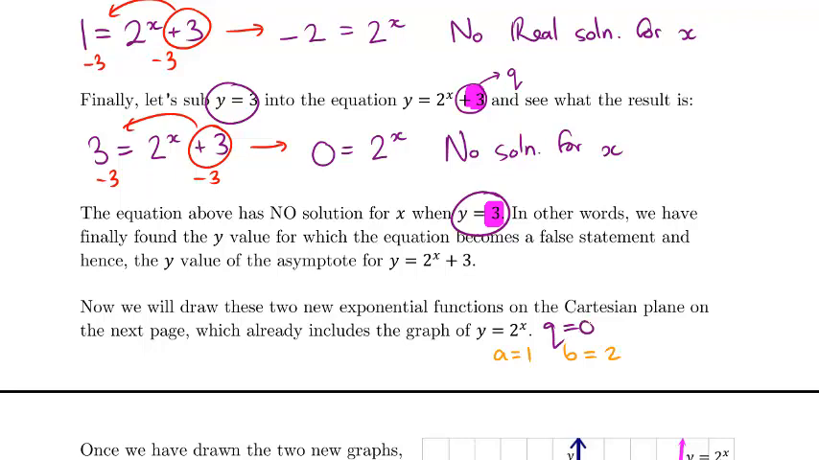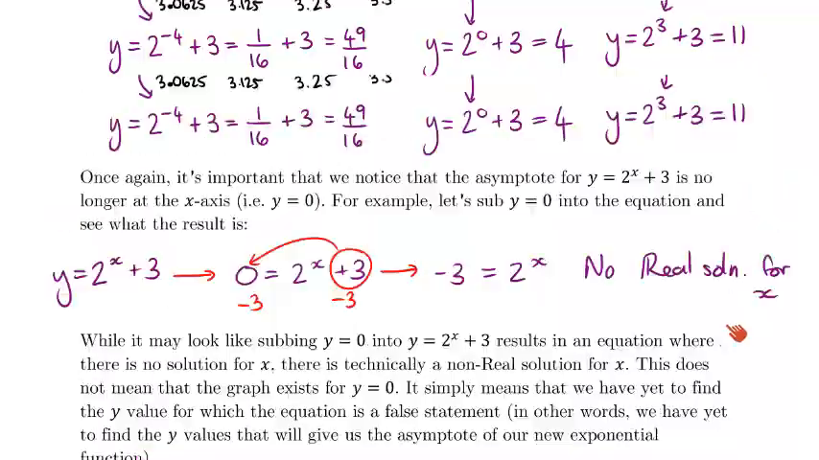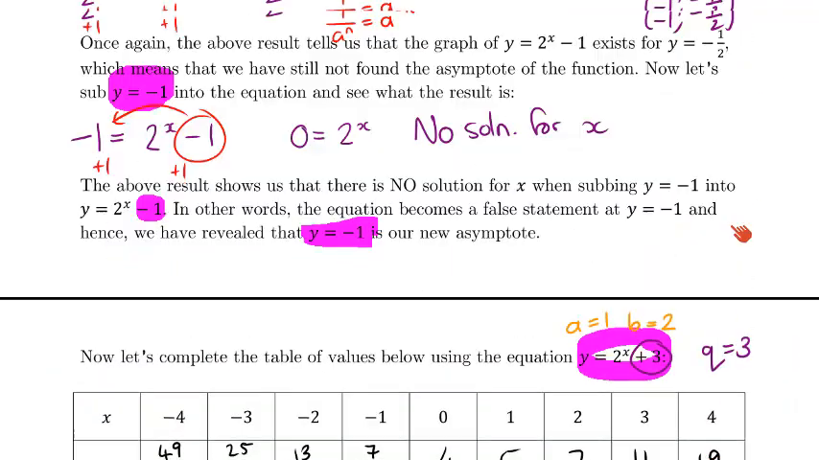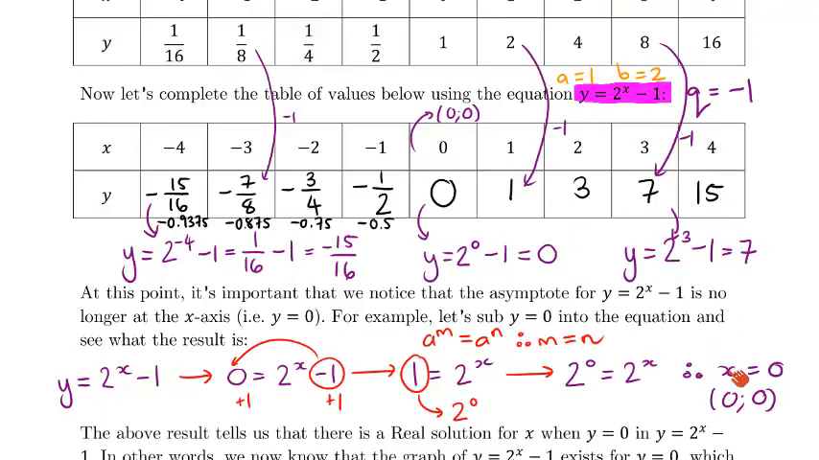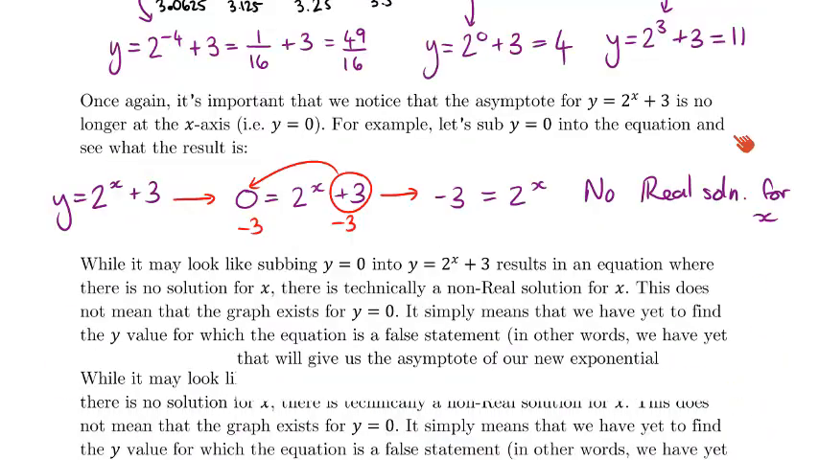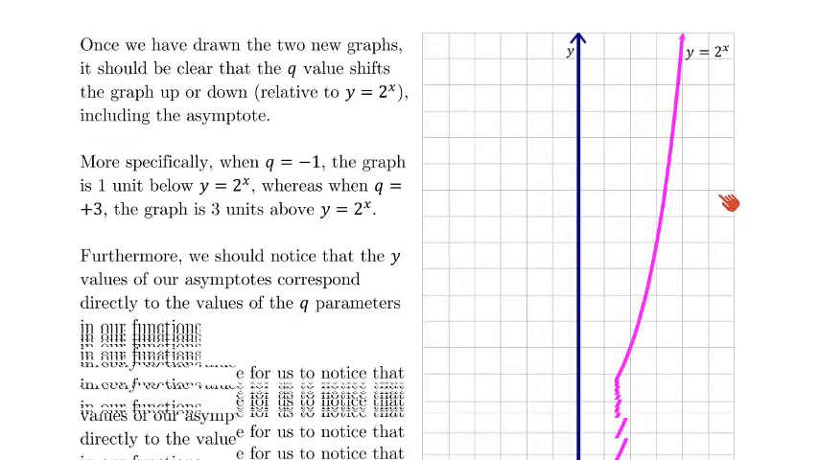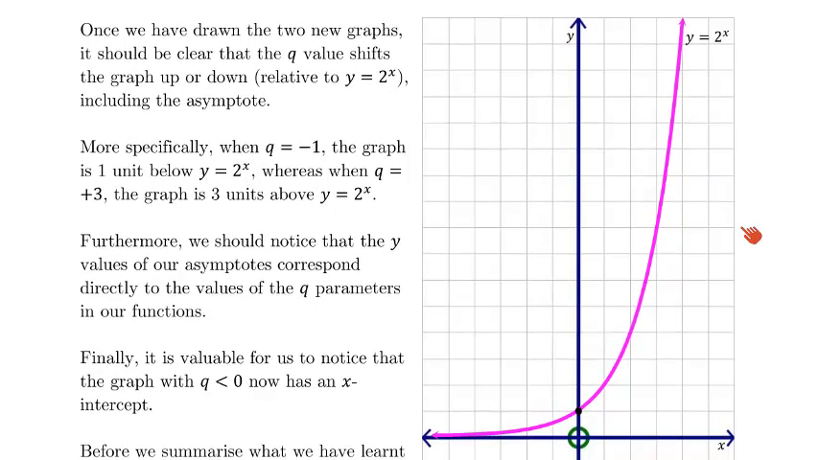So we're going to be able to compare q equals 0 to q equals 3 to q equals -1. Where's that -1? Here's that -1. Okay, so this is where q is equal to -1. And now we can compare all three of those by plotting them on the same Cartesian plane and seeing what the result is.